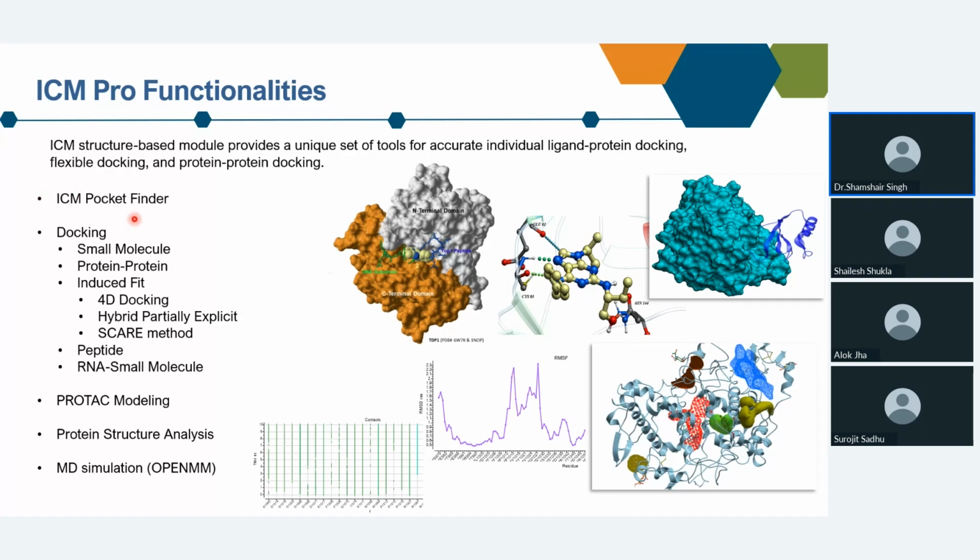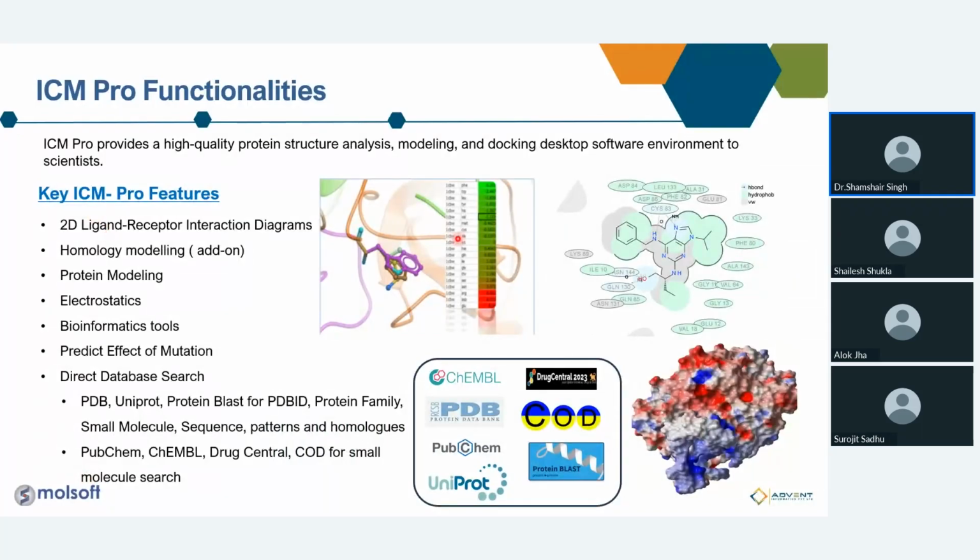You can have access to ICM Pocket Finder. In docking, you have multiple types like small molecule, protein, induced fit, peptide docking, RNA small molecule docking, and RNA protein docking. PROTAC modeling is again part of ICM Pro, the base module. You will also be able to do MD simulations and all that. You can generate your own 2D interactions, do homology modeling and protein modeling, predict the effect of mutation using the Mercy algorithm, and calculate the delta G of the complex.